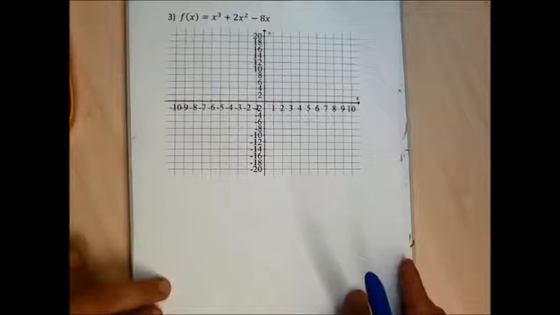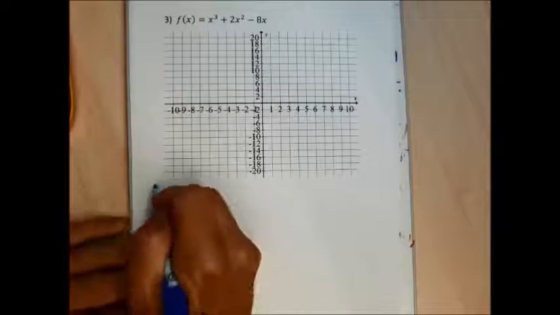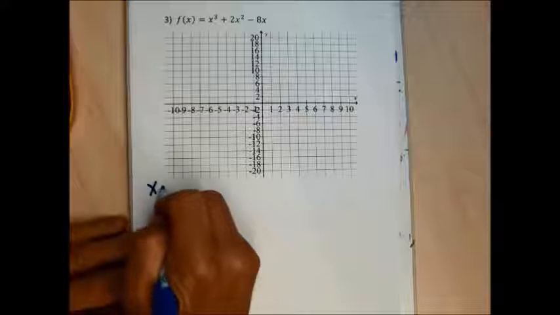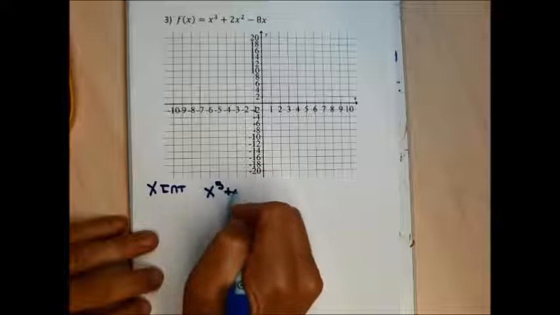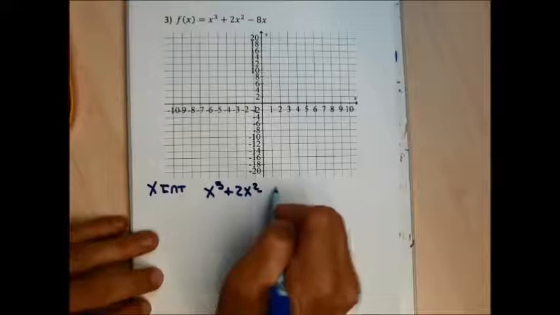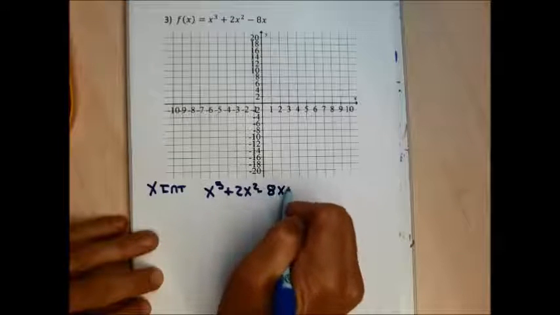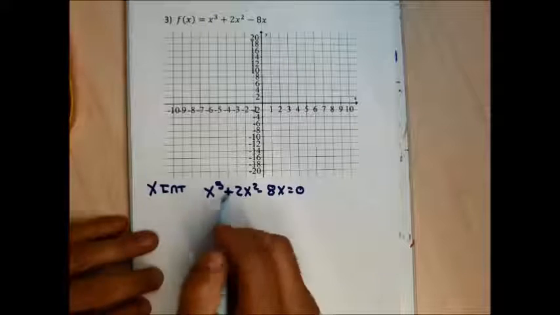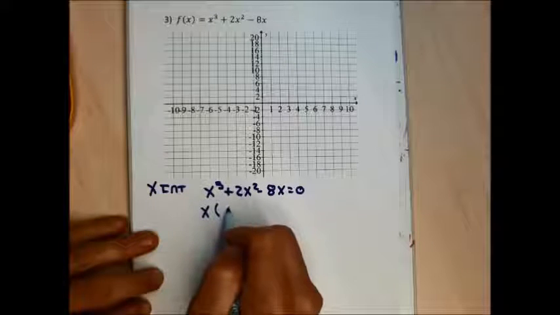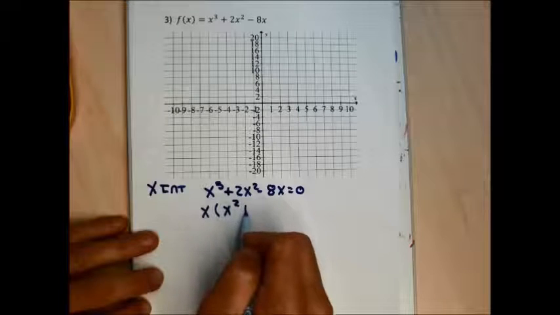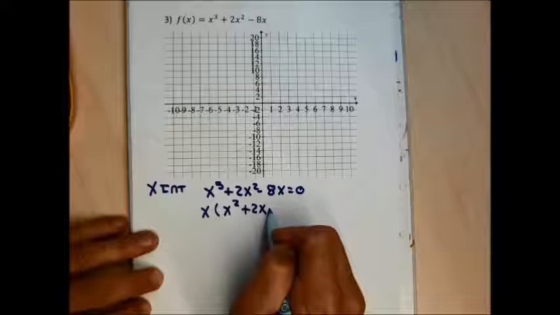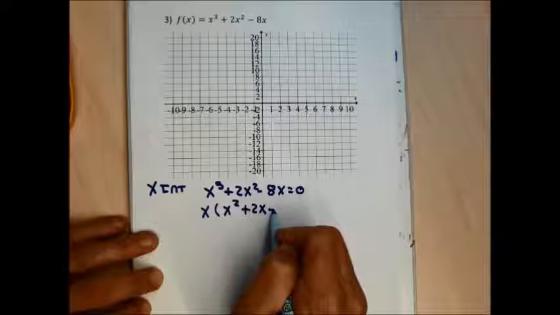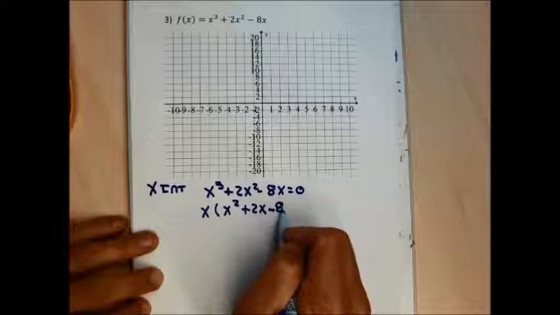All right, problem 3. First thing I want to do is find the x-intercepts and the multiplicity. So for my x-intercepts in problem 3, I set the function x cubed plus 2x squared minus 8x equal to 0. I'm going to solve this by factoring. I'm going to pull out a common factor of an x and get x times x squared plus 2x minus 8, equal to 0.